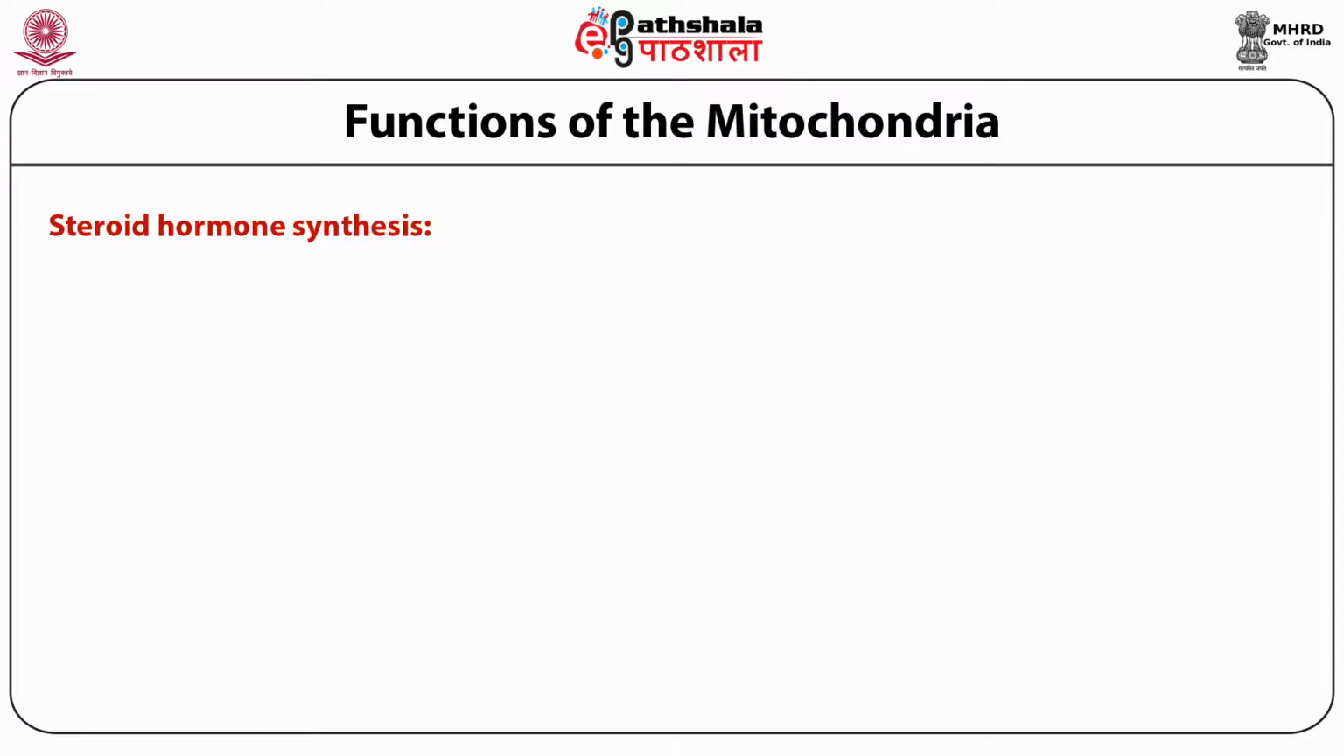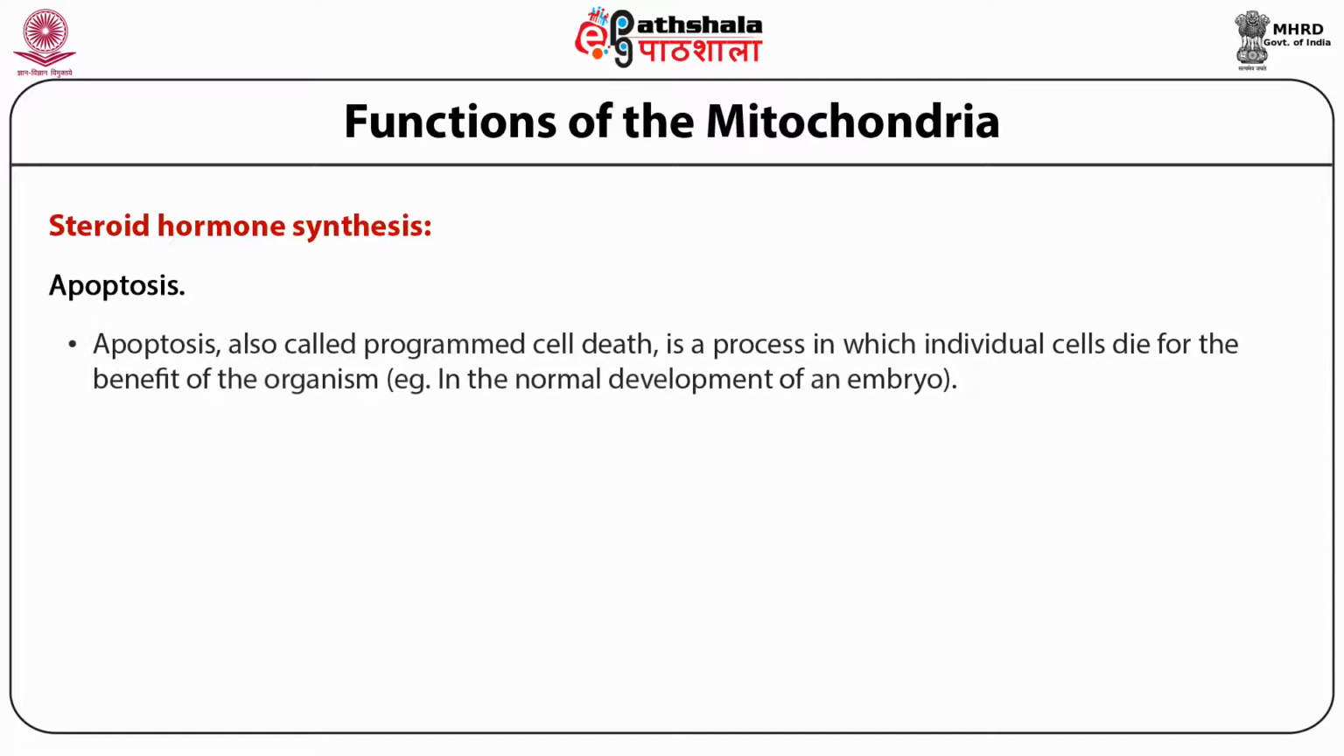Another tissue-specific function of mitochondria is apoptosis. In most or all tissues, they are key participants in apoptosis. Apoptosis, also called programmed cell death, is a process in which individual cells die for the benefit of the organism. An example being in the normal development of an embryo.